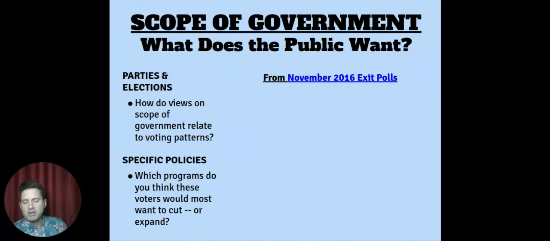I asked you about parties earlier, and I think you've got a feel for this already, probably. But I want to see if you can connect directly how views on the scope of government relate to your voting patterns. For example, in 2016, if people said, I want government to do more and to grow, who were they more likely to vote for? And if they said, I want government to do less, who were they more likely to vote for? Make your guesses in your notes, and you're about to see the answers.